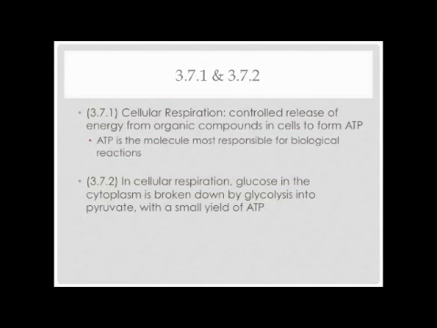3.7.1 and 3.7.2 asks to define cellular respiration, which is controlled release of energy from organic compounds in cells to form ATP, and to state that in cellular respiration, glucose in the cytoplasm is broken down by glycolysis into pyruvates with a small yield of ATP.